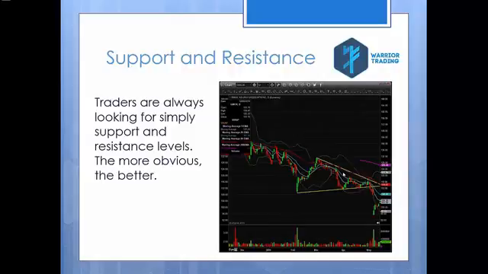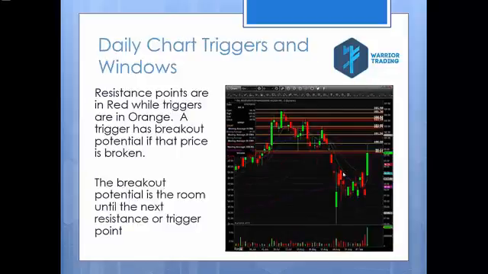You saw something, but it's too obscure. It has to be obvious. And when we're looking at daily charts, we're going to be looking for triggers and windows. A window is an open space on the chart with no resistance.